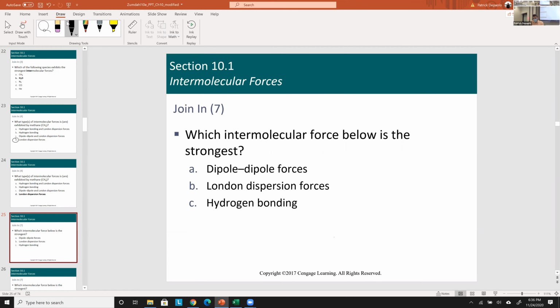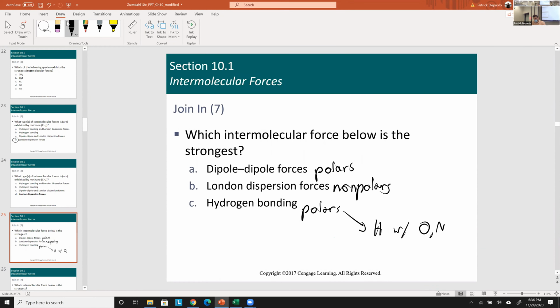So dipole-dipole, again, you have polar molecules. London dispersion is nonpolars. And then hydrogen bonds are polars, but they have to contain H with one of the following: O, N, and F, or FON, or NOF, however you want to think of it. There have to be molecules that have, let's say, NH3, H2O, HF, things like that.